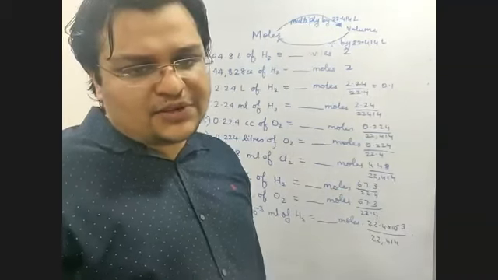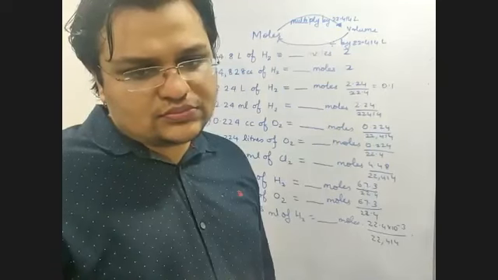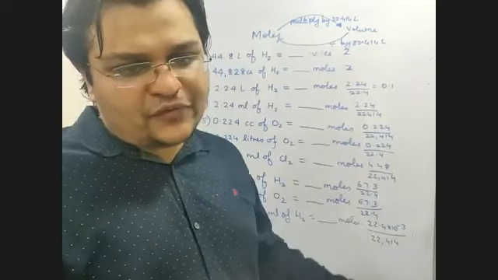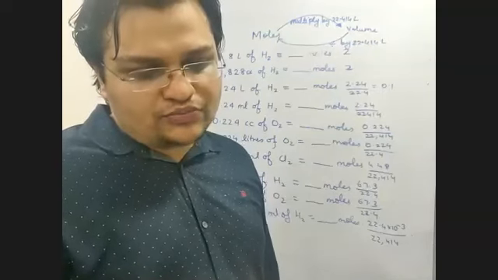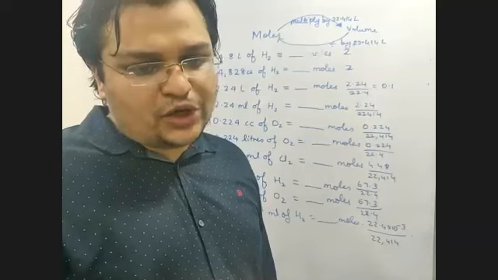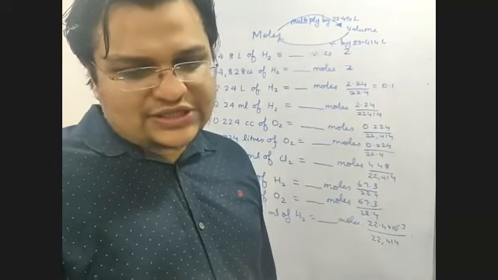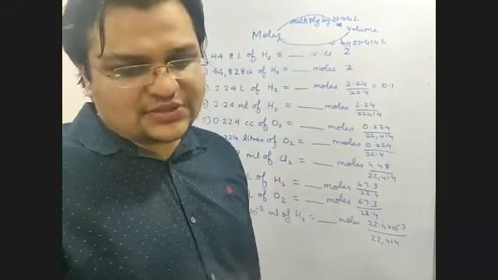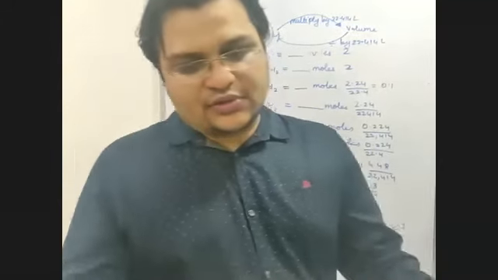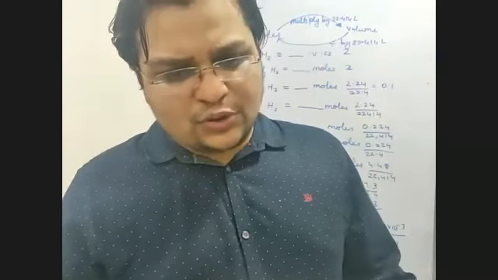Is this clear? Have you copied the summary? Multiply by 22.414 to convert from moles to volume, and divide by 22.414 to convert from volume to moles. Is it clear? Just look at the 6 types, all the 6 types. That's what we're going to do today. That's it. Just revise once, and if you have any doubts, please ask.